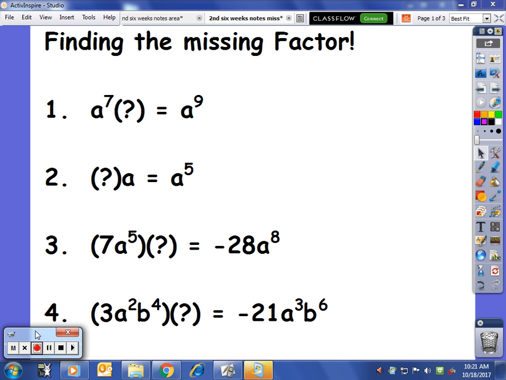All right, guys, look up here. Now, on your homework, I do want you to write the question. That's pretty much the hardest part about your homework. And then you tell me what goes in the blank or where the question mark is.